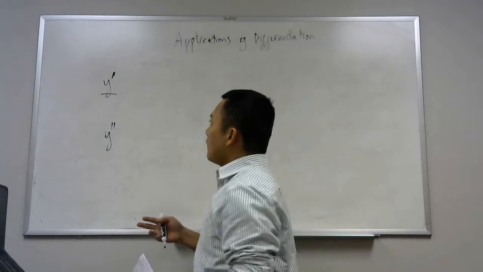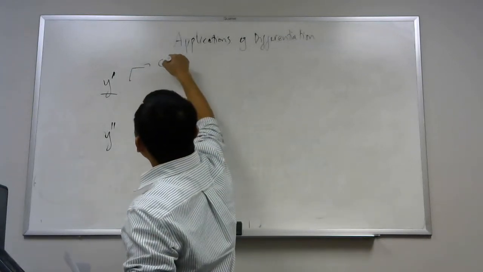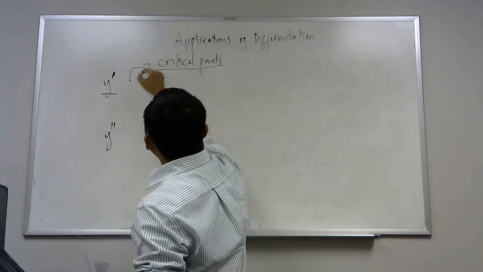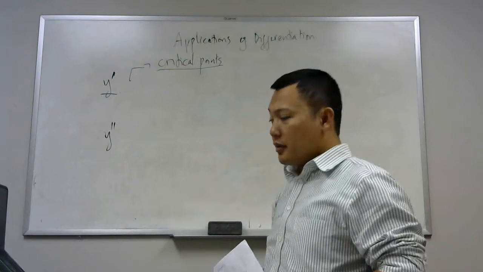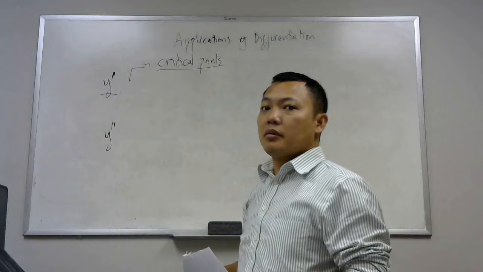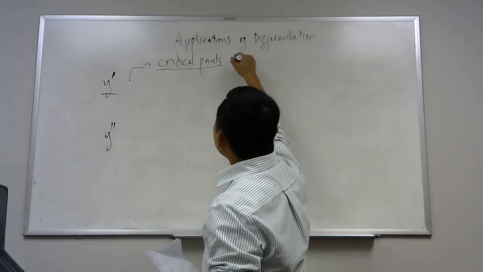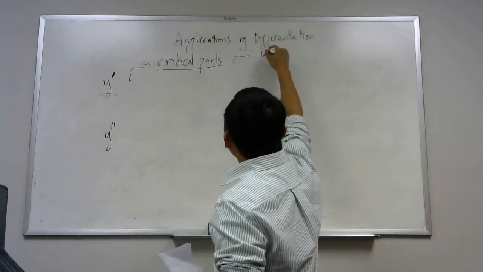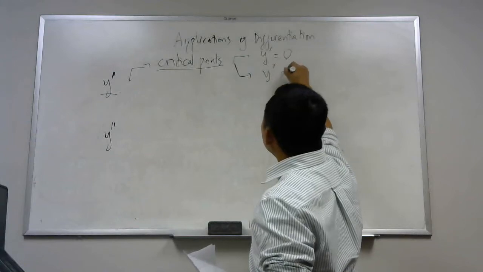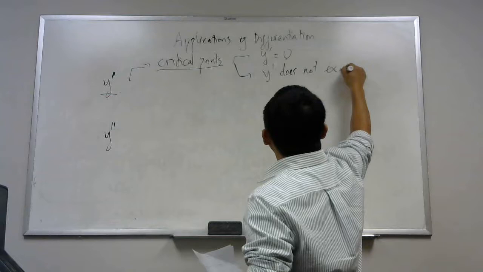The first derivative helps us to find our critical points. So here we need to find critical points, because sometimes we are interested in finding maximum, minimum, local maximum, local minimum, something like that. So let's find our critical points. So what are critical points? Critical points are where the first derivative is equal to 0 or the first derivative does not exist, right? Does not exist.